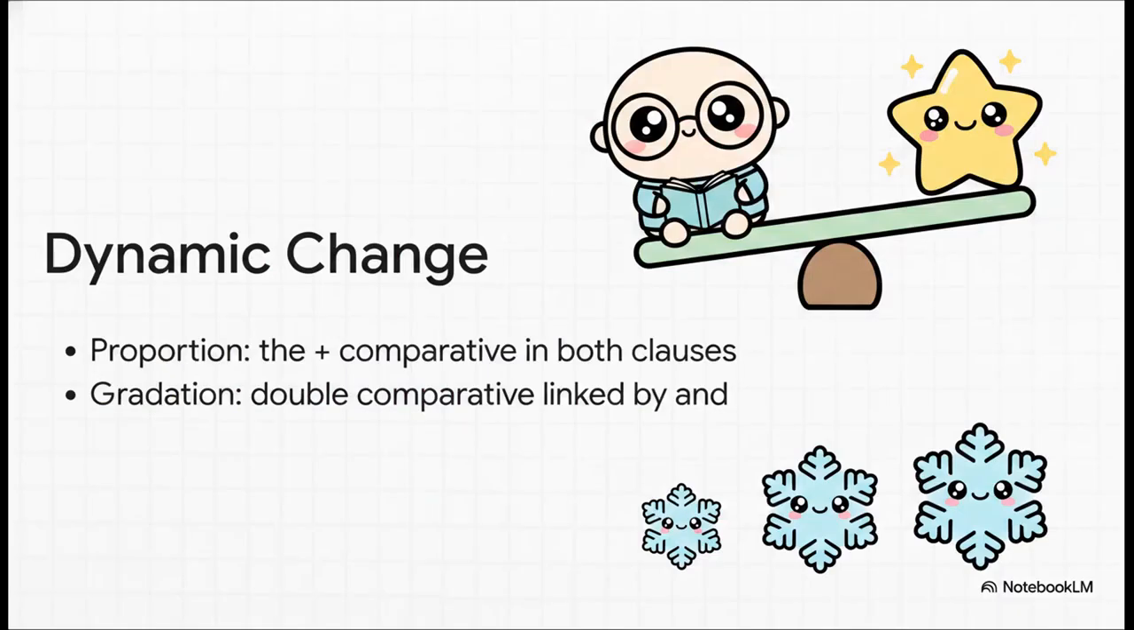But what happens when we want to express dynamic change over time? Well, English uses specialized structures to handle this exact scenario. The first is the comparative of proportion. This uses the plus a comparative in two parallel clauses to show a correlated change. The older I get, the happier I am. The second is the comparative of gradation. This uses a double comparative linked by the word and to illustrate continuous, ongoing change over time. It's getting colder and colder. These structures are just incredibly elegant ways to capture the fluid, ever-changing nature of reality.